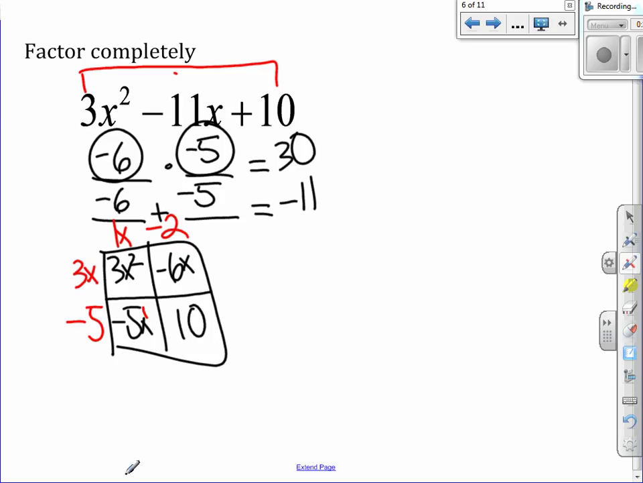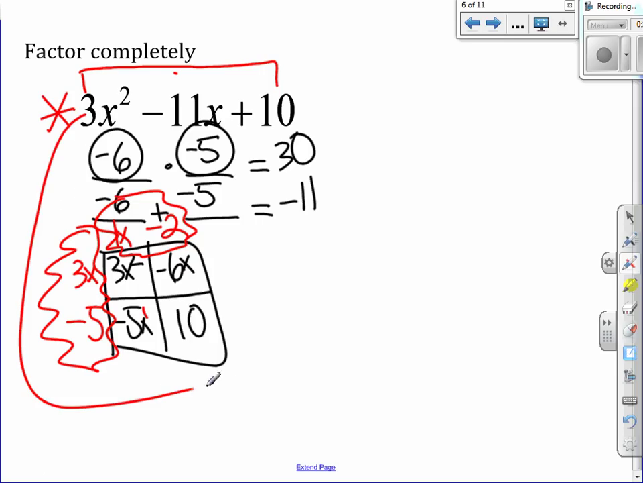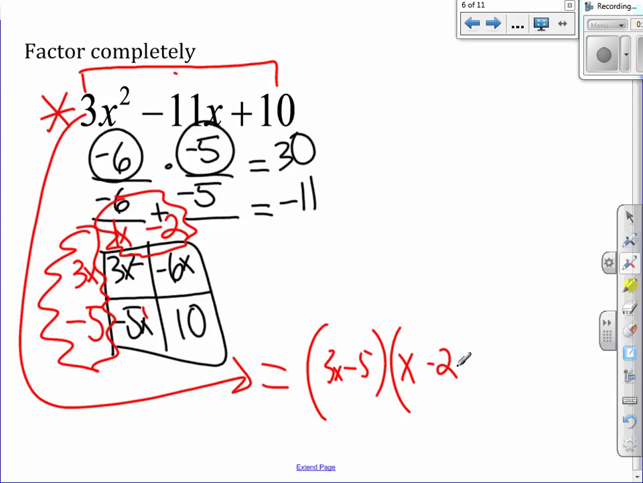All right, guys, we have it now. This piece and this piece along the top and along the left is how this guy factors. So now we have (3x - 5)(x - 2). And there you have it. A nice review of factoring quadratics.